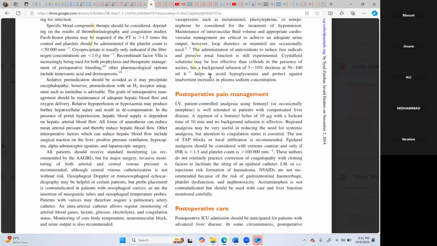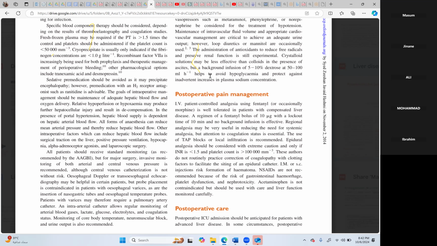And NSAIDs, because of risk of bleeding, this is another controversial thing, and also nephrotoxicity as they have written. You see, it is not contraindicated but should be used with care. So you can say carefully given, relatively smaller dose, and any deep block is no block without ultrasound. TAP block, because TAP block is a relatively superficial block, so you can give it.